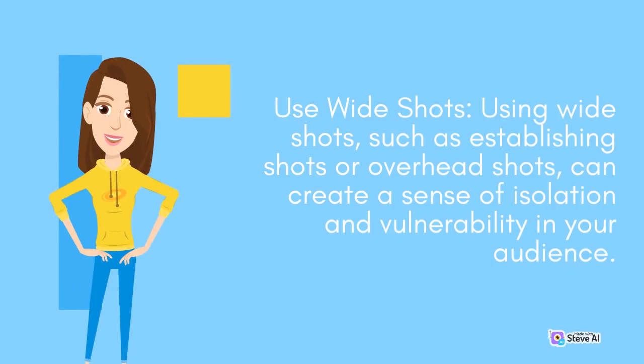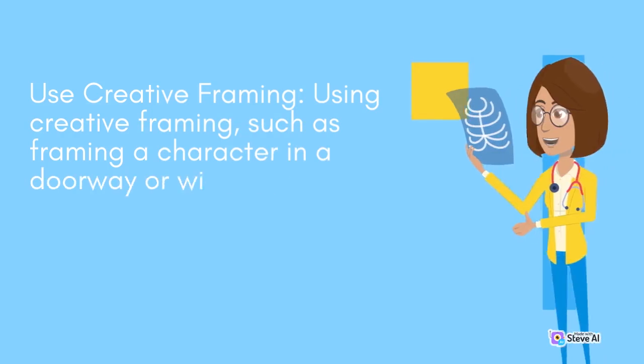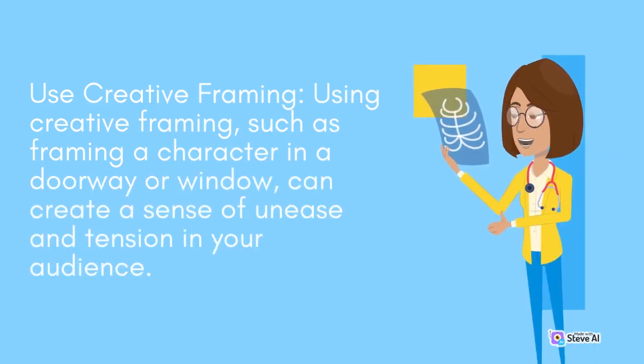Use wide shots. Using wide shots, such as establishing shots or overhead shots, can create a sense of isolation and vulnerability in your audience. Use creative framing. Using creative framing, such as framing a character in a doorway or window, can create a sense of unease and tension in your audience.